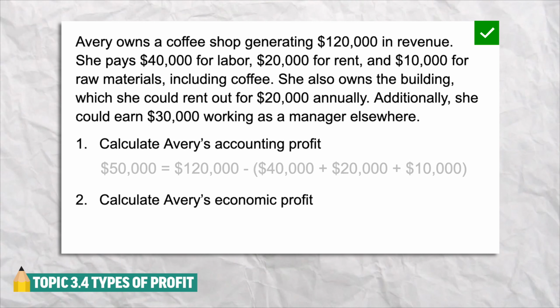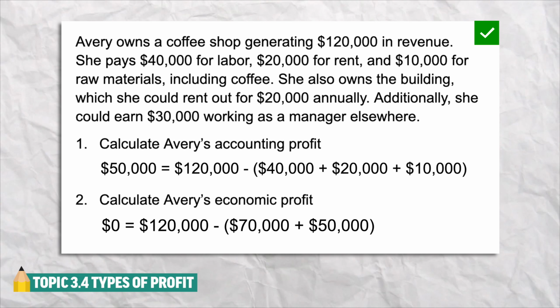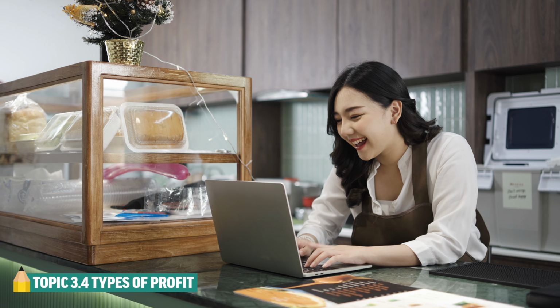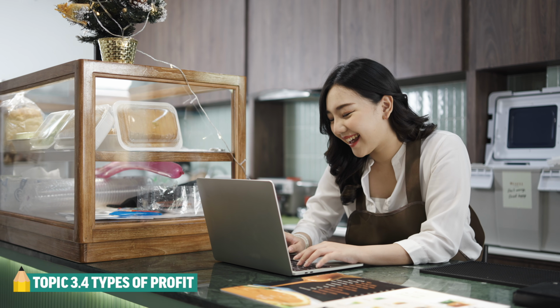Avery's accounting profit is $50,000. It's the revenue minus just the explicit costs. Her economic profit is zero. Her total revenue equals all of her costs, including our explicit and implicit costs. So is making no economic profit bad? Well, not at all. Avery's covering all of her costs, including her opportunity costs, by running this coffee shop.